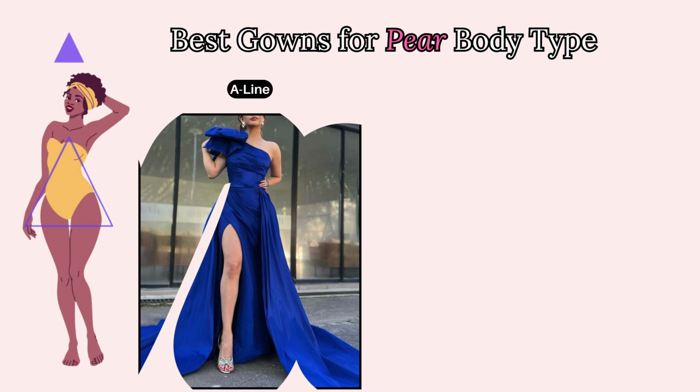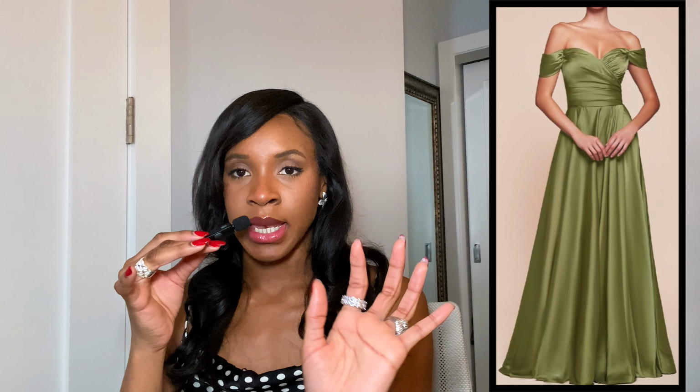Gowns that work well for the Pear body type are the A-lines. The skirt of the A-line gradually flares out, so it skims nicely over the hips of the Pear body type, and the waist is usually defined as well, so that will highlight the defined waist of the Pear body type. But when you're going for an A-line dress, choose a neckline like a sweetheart neckline or a bateau neckline, square, or an upper body that has embellishments on it.